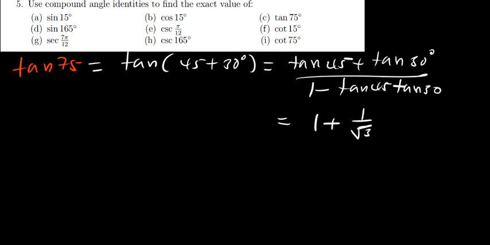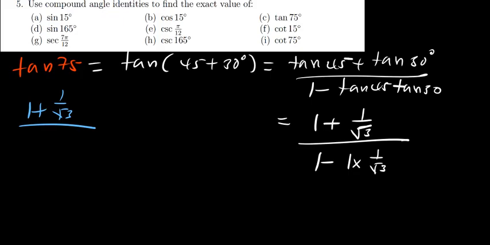So this is going to be the same. 1 minus tan 45, which we have said is 1, times tan 30, 1 over root 3. So I can write this side as 1 plus 1 over root 3, divided by 1 plus 1 over root 3. So this should be minus now, the down part.